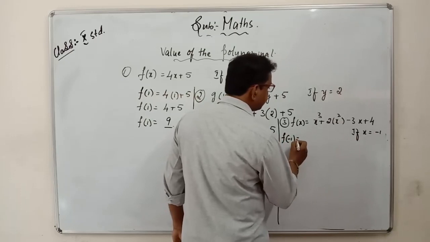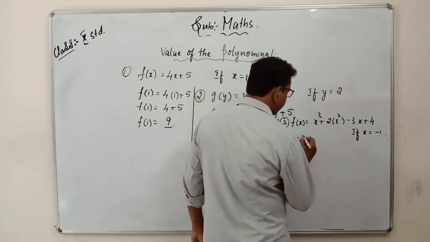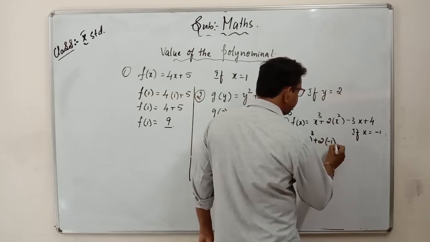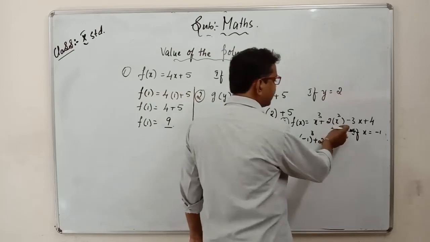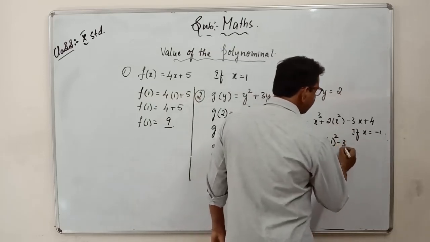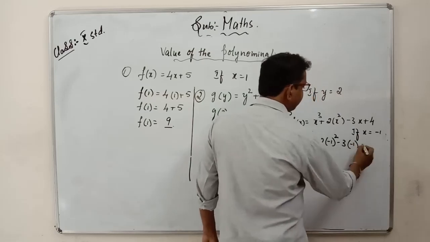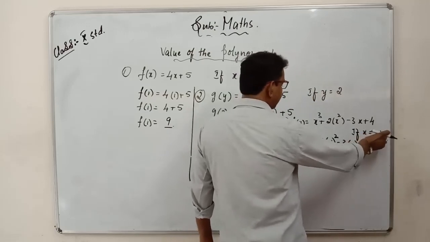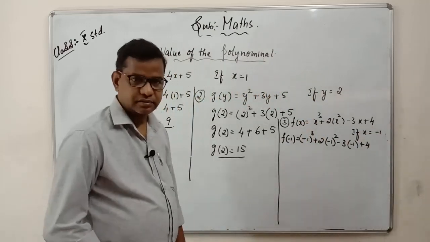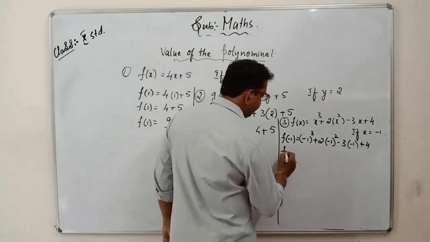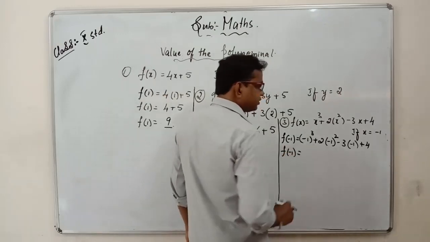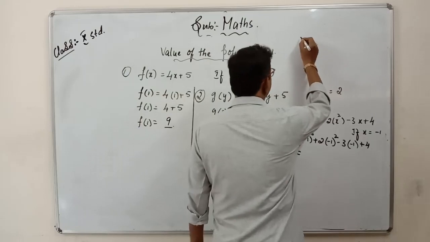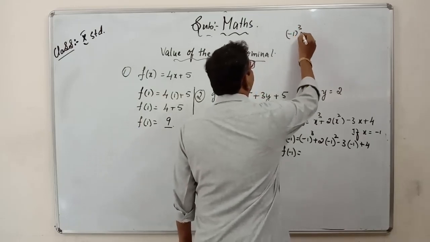f of minus 1 equals to minus 1 whole cube plus 2 of minus 1 whole square, because the value of x is minus 1 here, minus 3 of minus 1 plus 4. You can observe here x equals to minus 1, so we are substituting the value of x as minus 1 in this equation. Correct? Now f of minus 1. What is minus 1 whole cube? I think you know the value of minus 1 whole cube.